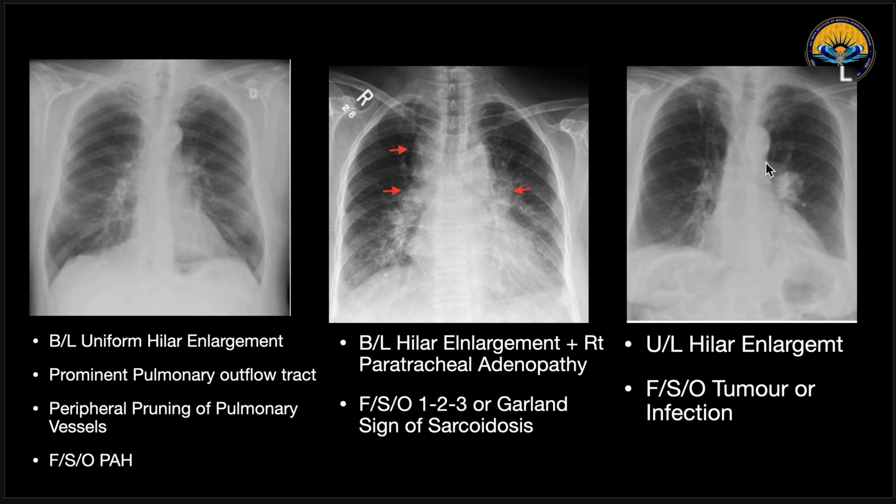Here we can see this is the left hilum, and there is uniform enlargement of the left hilum. So this shows tumor, TB, sarcoidosis, or lymphoma, carcinoma.